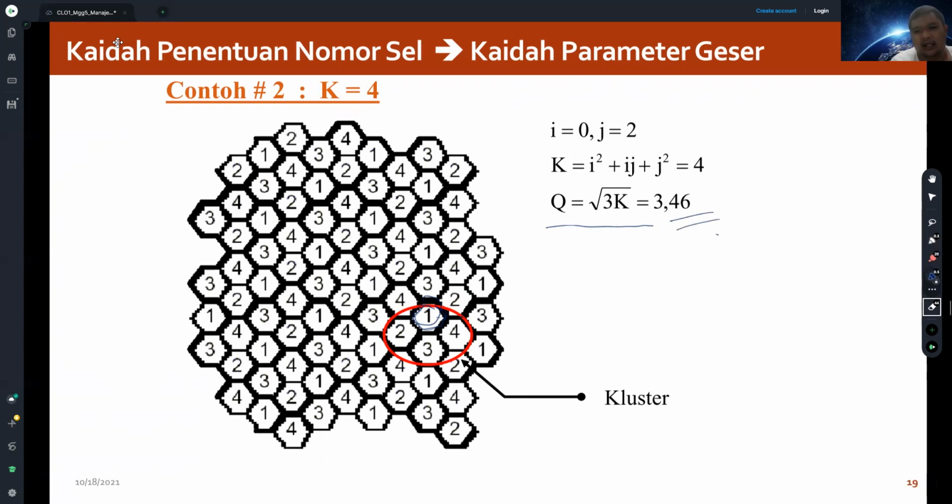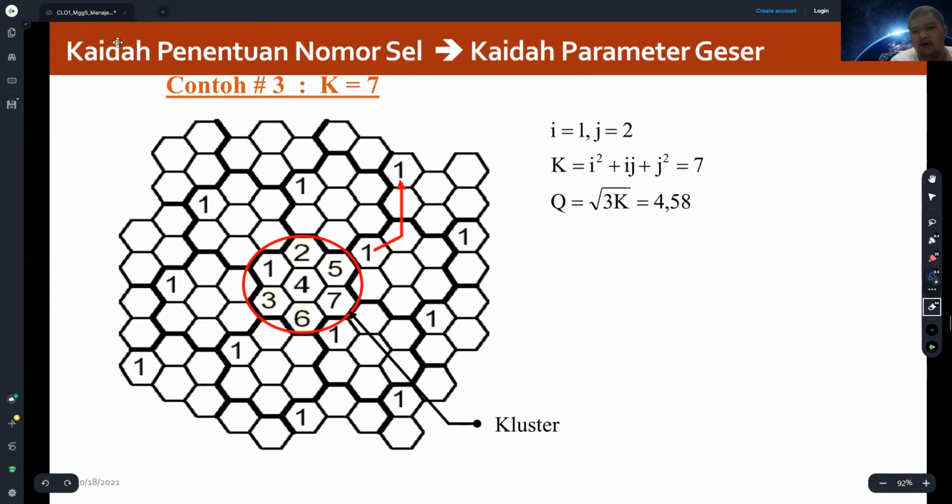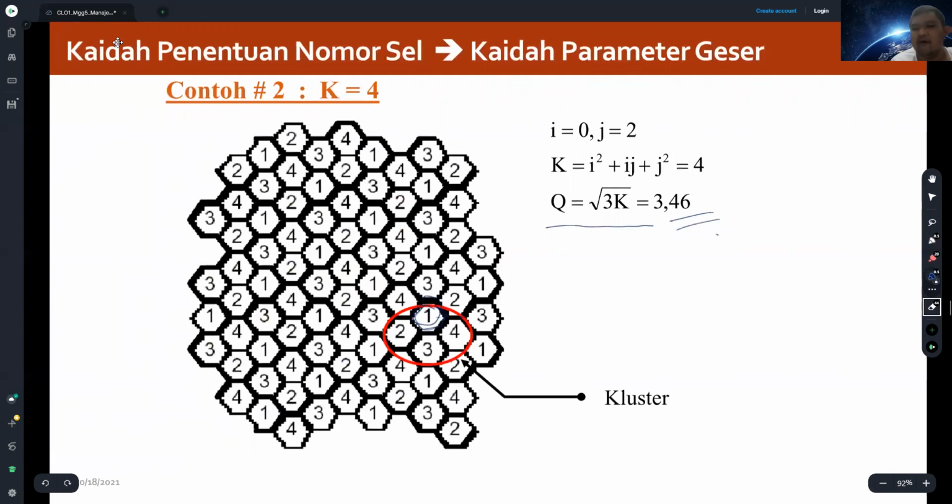3.46. Now, compared to a higher cluster size, for example cluster 7, the value of K will be much larger, which means that the value of the interference will be lower. So the value of Q and the value of I will be the opposite of each other, since the distance of the cell to the interfering cell will be much farther compared to the lower order of cluster.